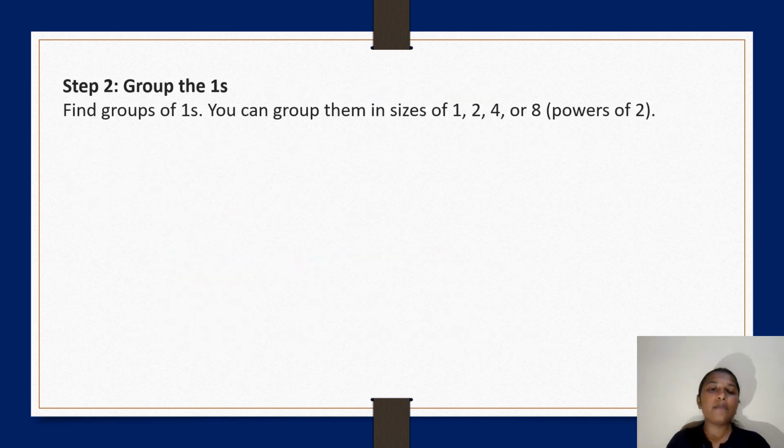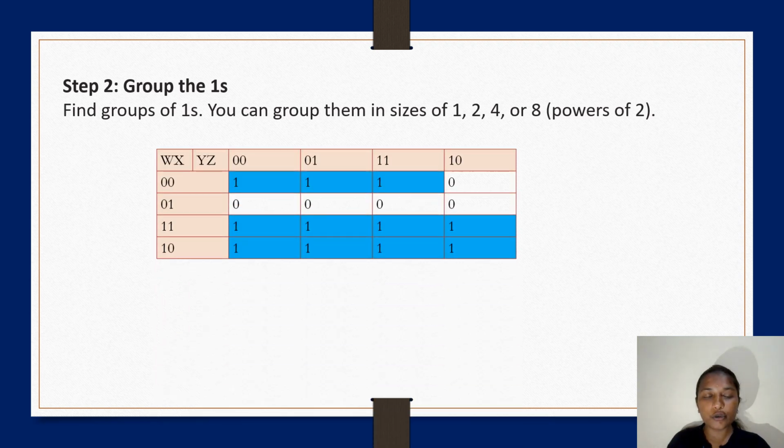After filling the K-map, we have to group the ones in such a way that the group sizes are always powers of 2: 2, 4, 8. In that order, I am going to group my K-map. First, I have grouped the 8.